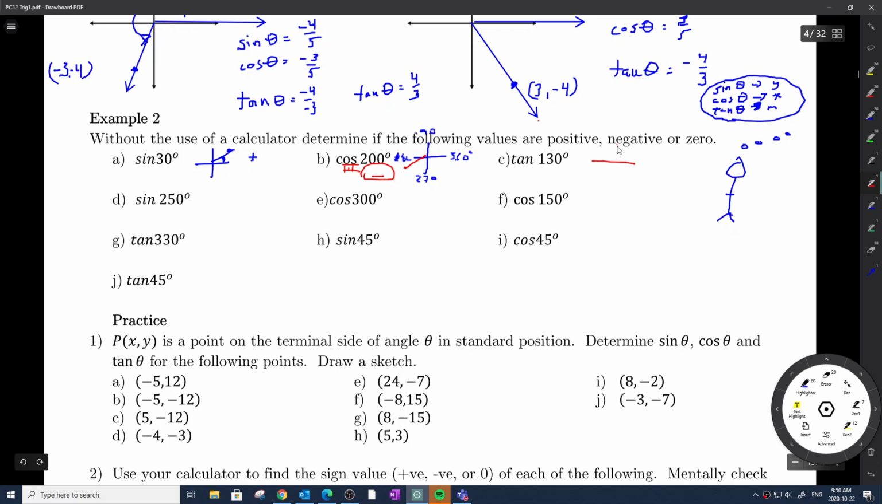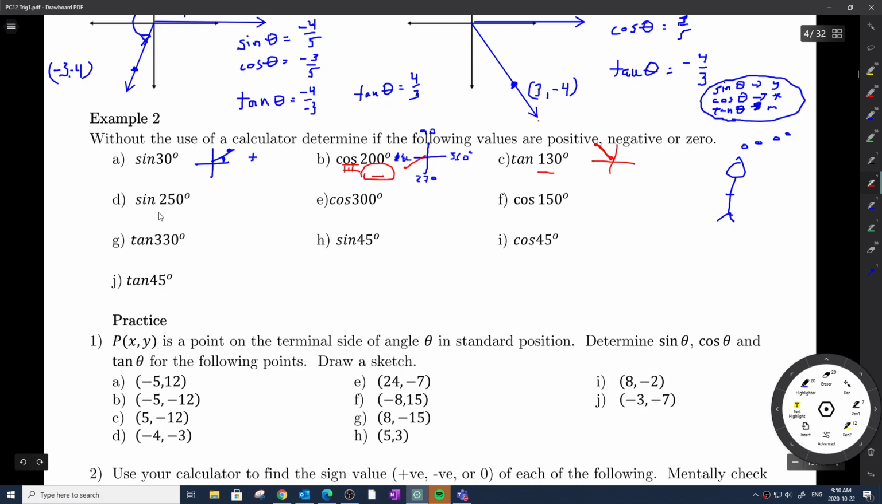Now allow me to draw a tangent. Now I'm going to draw my terminal arm for tangent. There it is. It's just a quick sketch. I get it. It's ugly. But now that's what 130 degrees looks like. Tangent is slope. Oh my God. Tangent is slope. Is that a positive or a negative slope? It's a negative slope, so tangent is going to be negative.